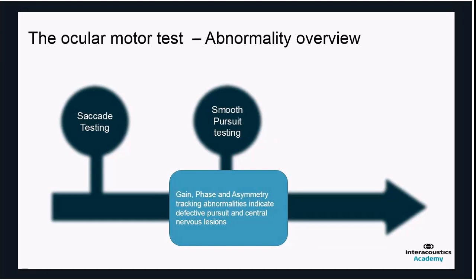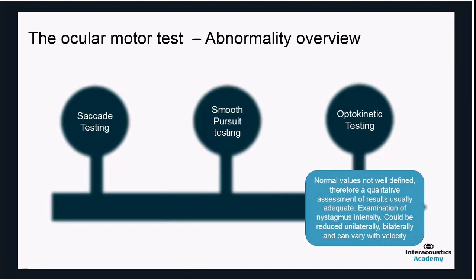We've considered smooth pursuit, and within that we've looked at elements of gain, so the eye movement relative to the target movement, the phase of that movement of the eye tracking the target, and also any asymmetry that may be present within that eye movement, whether these changes are bilateral or unilateral, as each change can indicate a slightly separate location within the central nervous system of where the abnormality may be being generated.